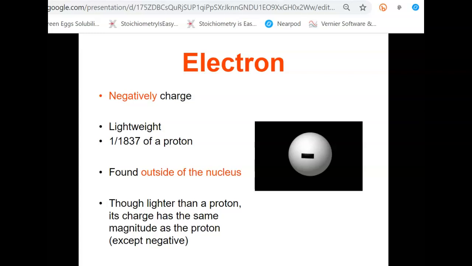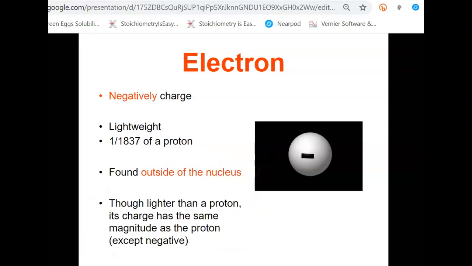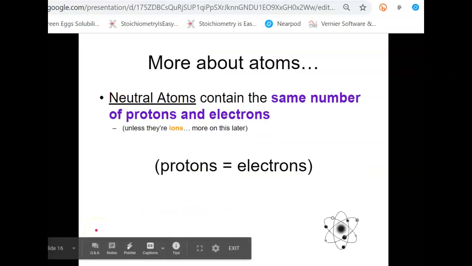So for those of you going, what should I write down? You should have down that they have a negative charge and that they're found outside of the nucleus in the electron cloud. And you should be writing these things down. These are all things that are part of your notes. And I cannot explain to you enough how much you need to be writing notes. And I know you know this. All right, let's continue on.